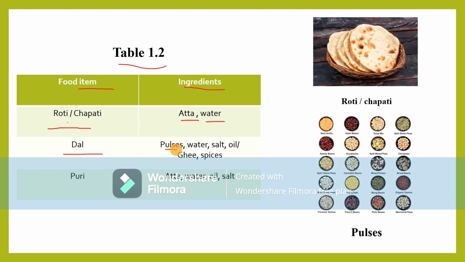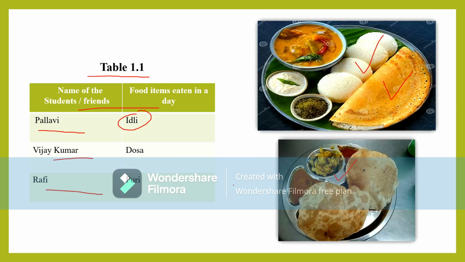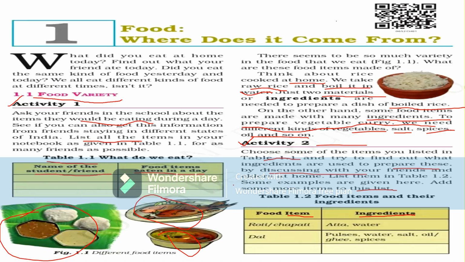And the second person said, I want dal. So the dal ingredients will be pulses, water, salt, oil, ghee, and spices. Like here, these are the different types of pulses we use in our daily life. As you all know, this is a roti. Okay, and next, a puri. The third person said a puri. So what all ingredients do they use? Atta, water, oil, and salt.